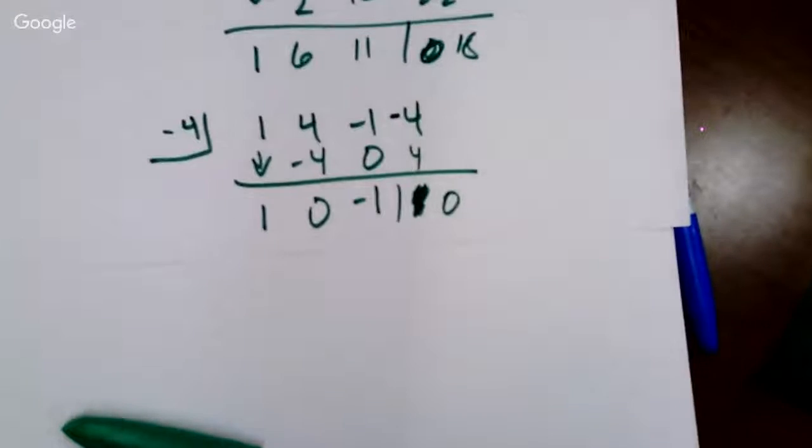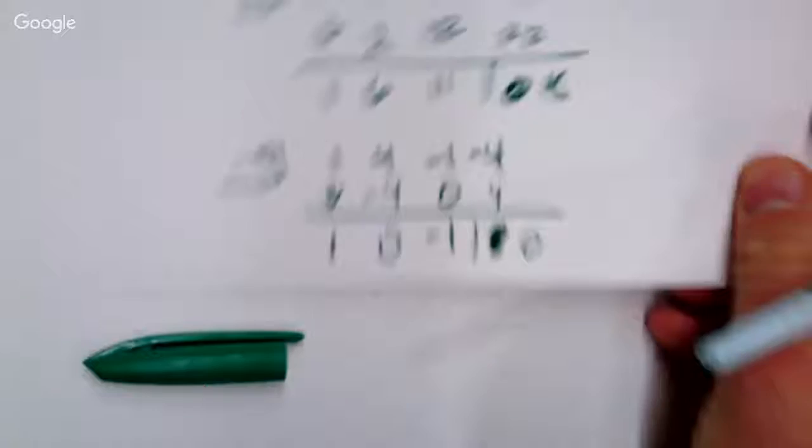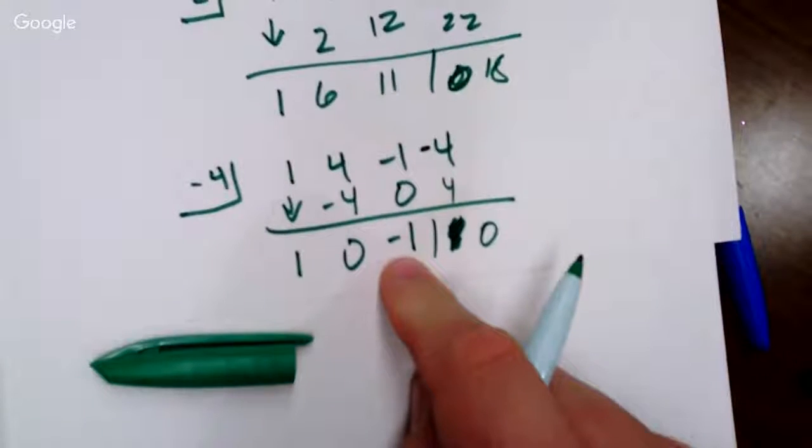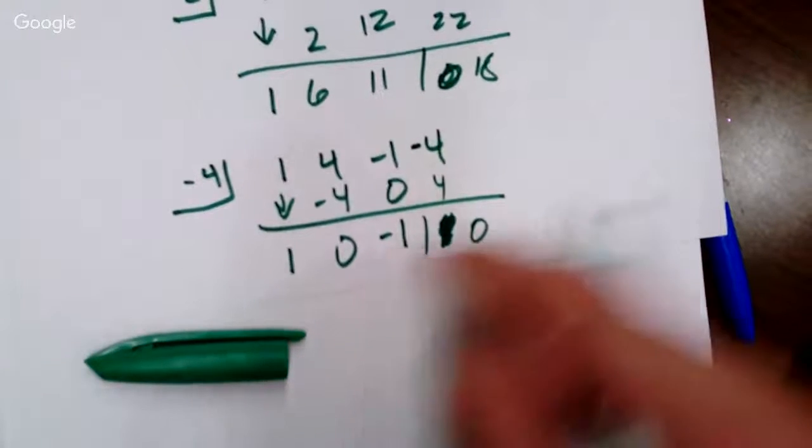That doesn't work out to a 0. Sorry, that should be a negative 4. That's a negative 4 right there. So what does that mean? That means that that factors. Okay, so what do we get after that?